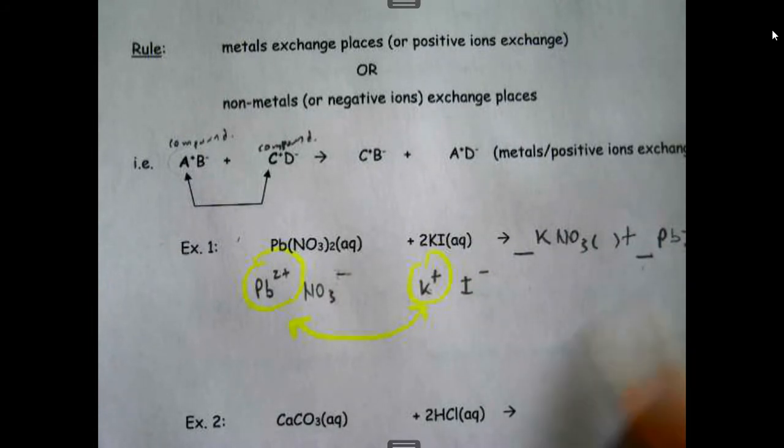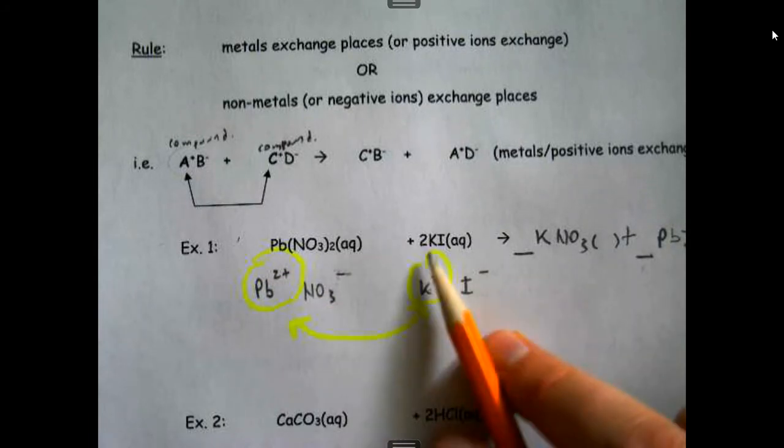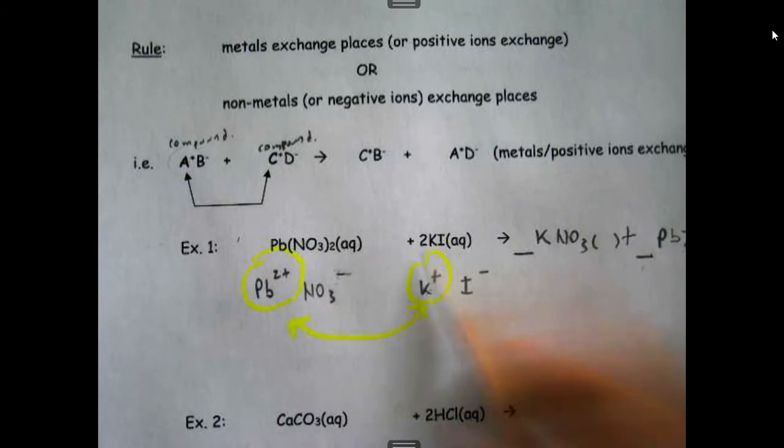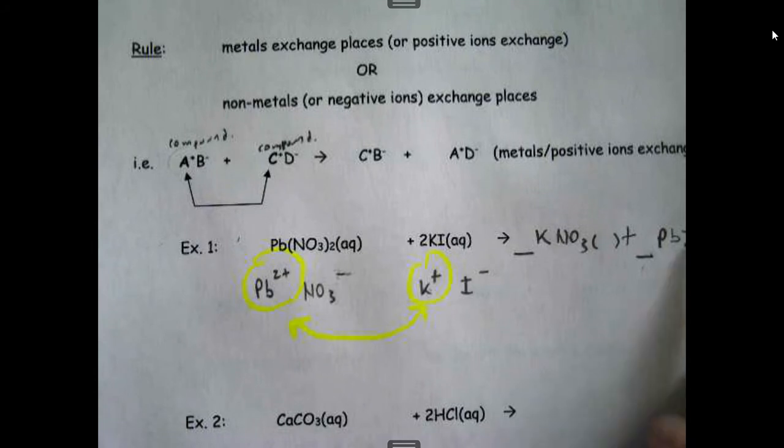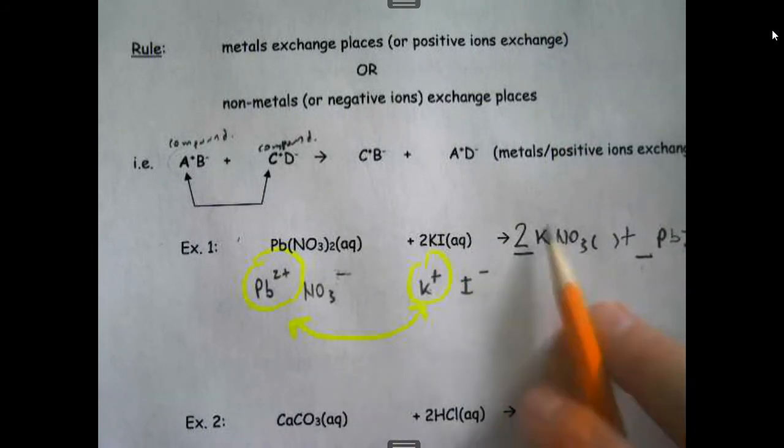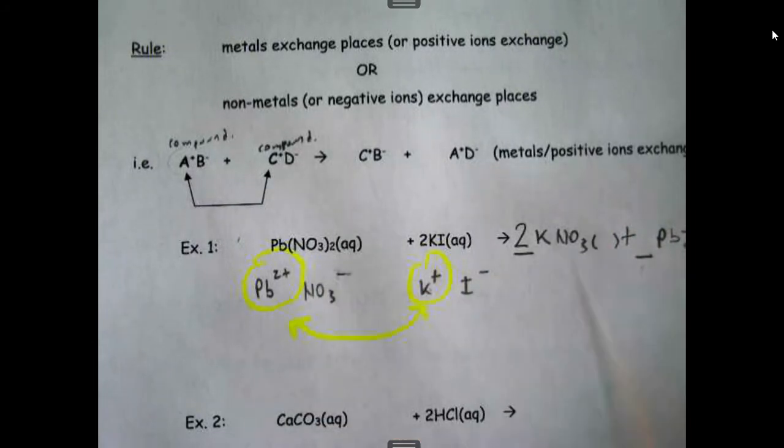Let's just double check that it's balanced. We got 1 P, 1 P. Looks like I already did some previous balancing here. So 2 to put the 2 over here. And looks like we're going to need a 2 here because there's 2 Ks. We need 2 Ks, and then there's 2 NO3s, 2 NO3s.